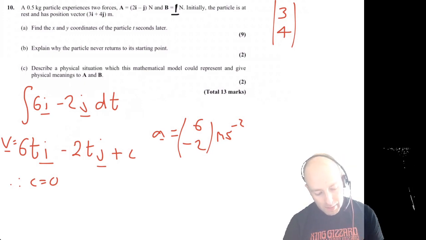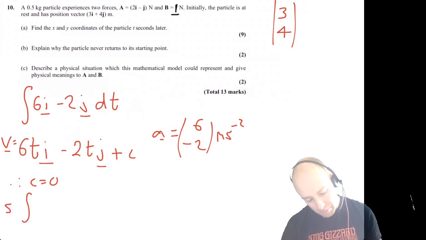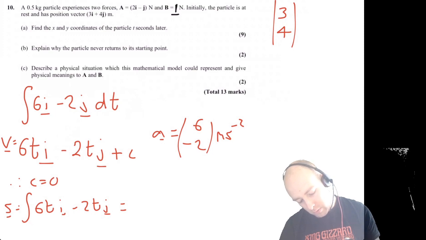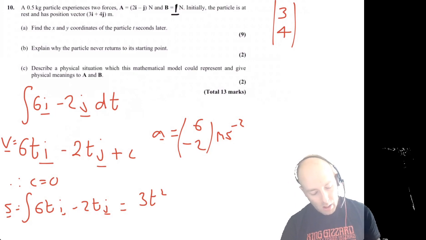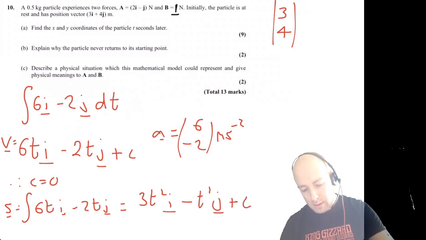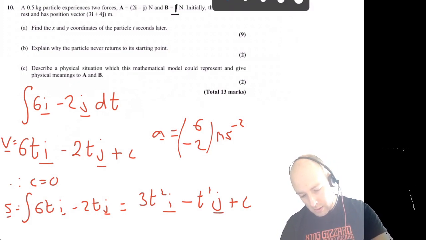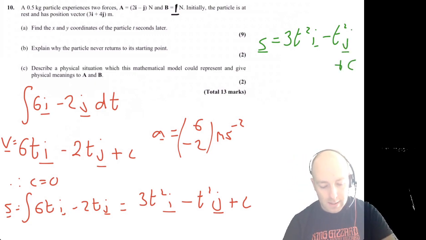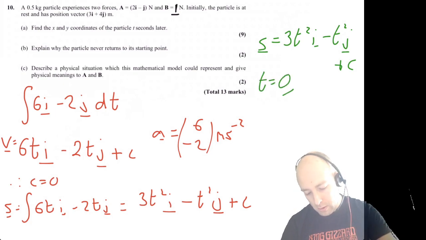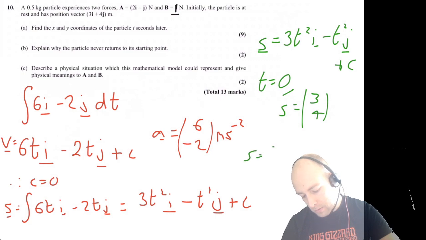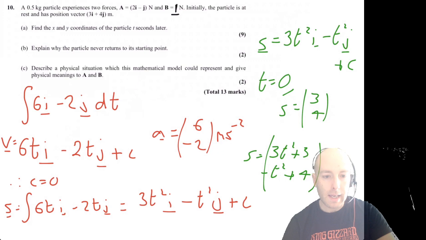Cool. Same thing, we're now going to integrate that to find our displacement. So s is the integral of 6ti minus 2tj, which gives me 6t squared over 2, so that's going to be 3t squared i. And then we're going to get minus t squared j plus c. So that is my displacement equation. S equals 3t squared i minus t squared j plus c. And we know initially, when t is 0, the displacement or the position s is 3, 4. So I can put that in and we get s equals (3t squared plus 3)i, and then (minus t squared plus 4)j. And that's our position at any time for that particle.